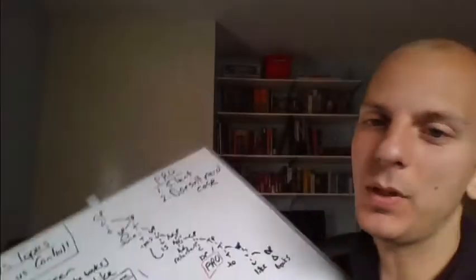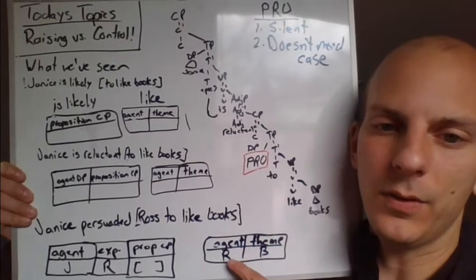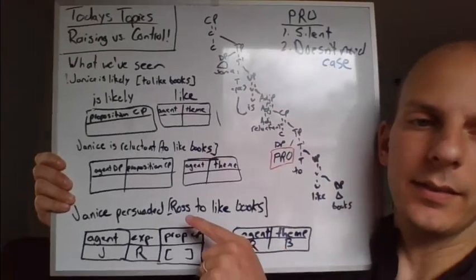Ross to like books is what she persuaded me on. Prepositions are hard there. So this takes a proposition, CP. This is the whole thing. Cool. So we see that likes is still taking its two roles. Ross is the liker, books are the liked.